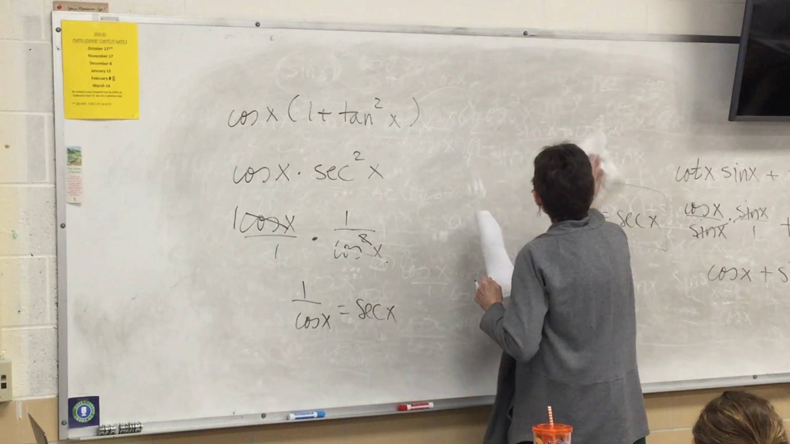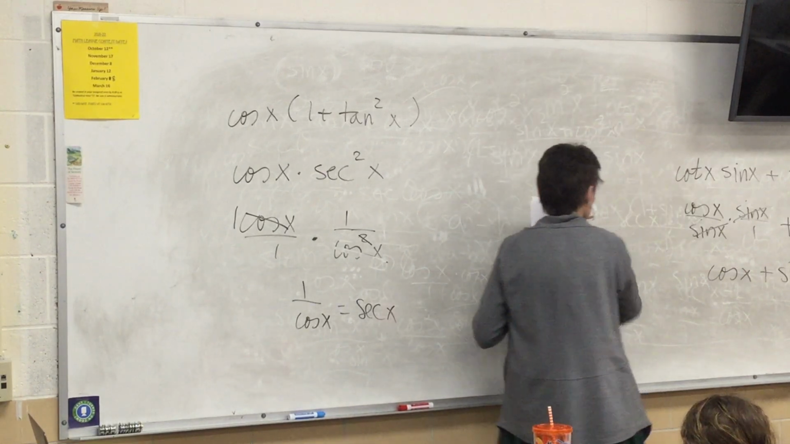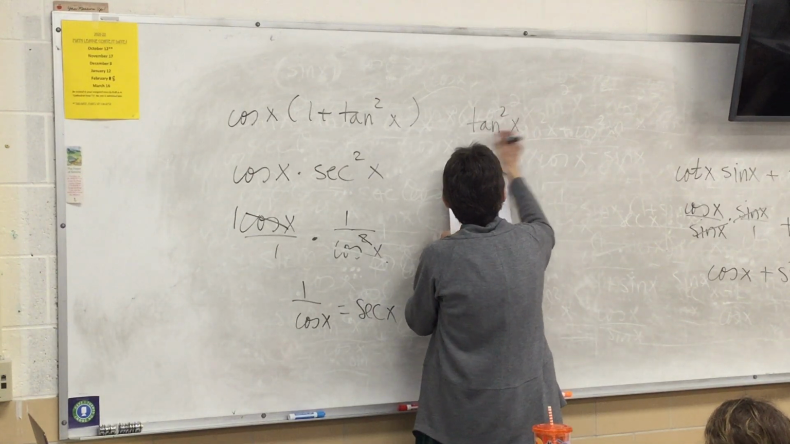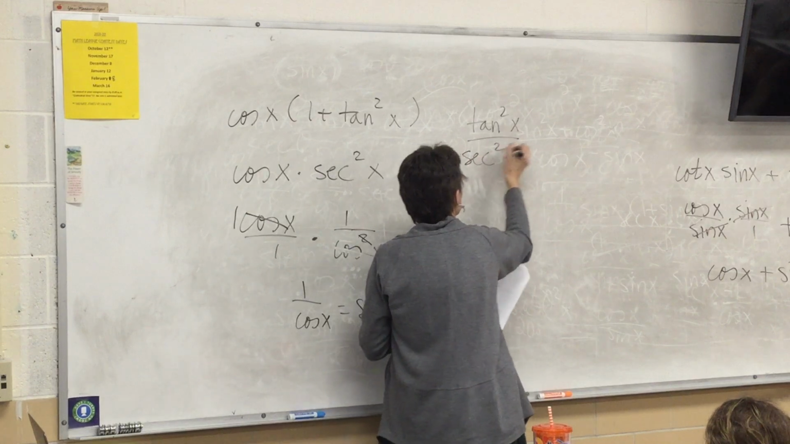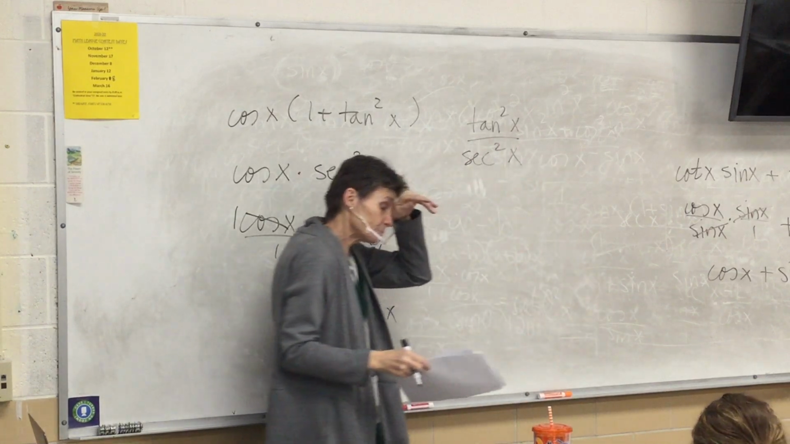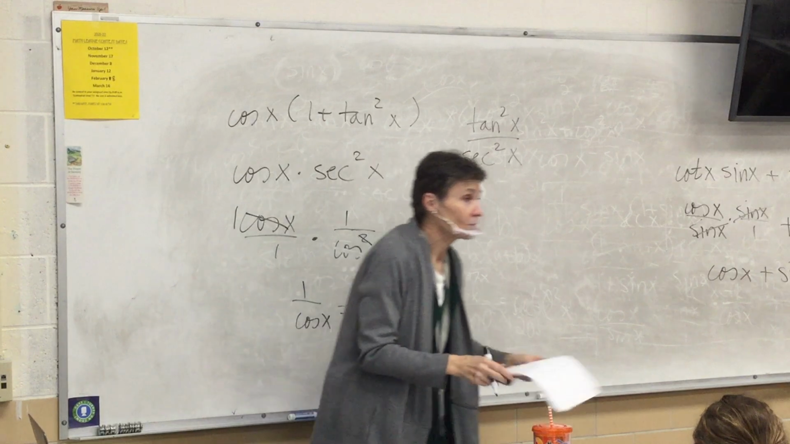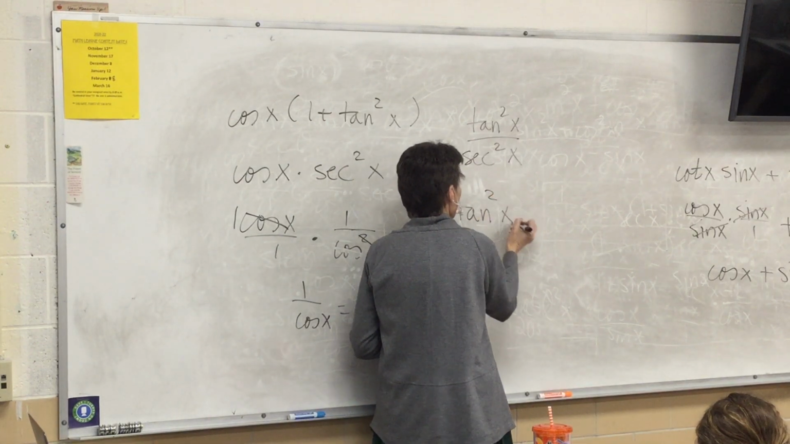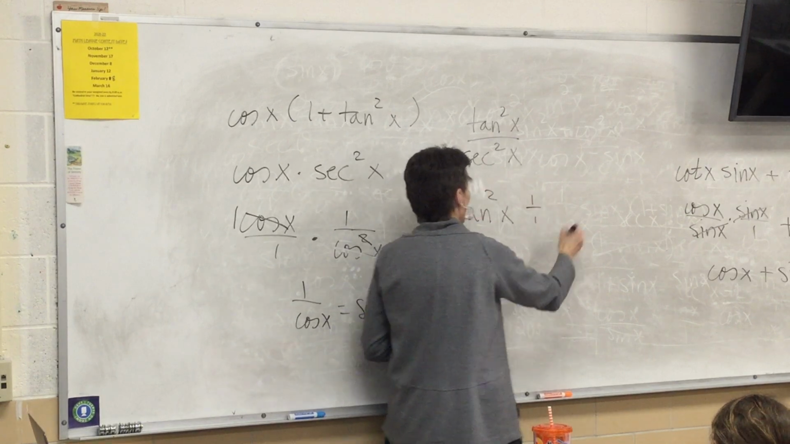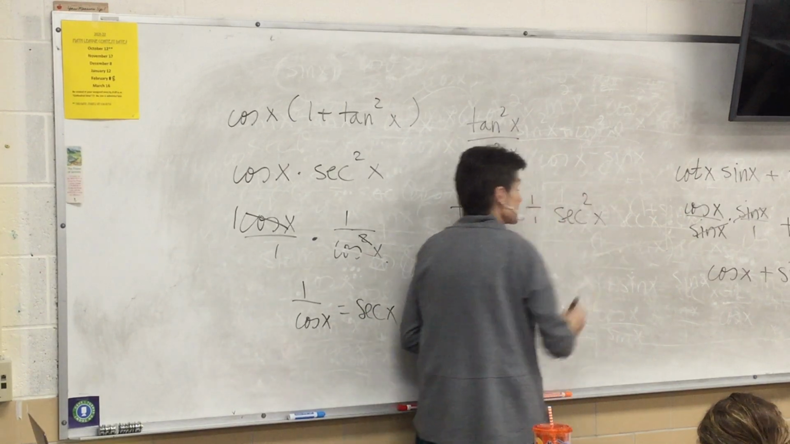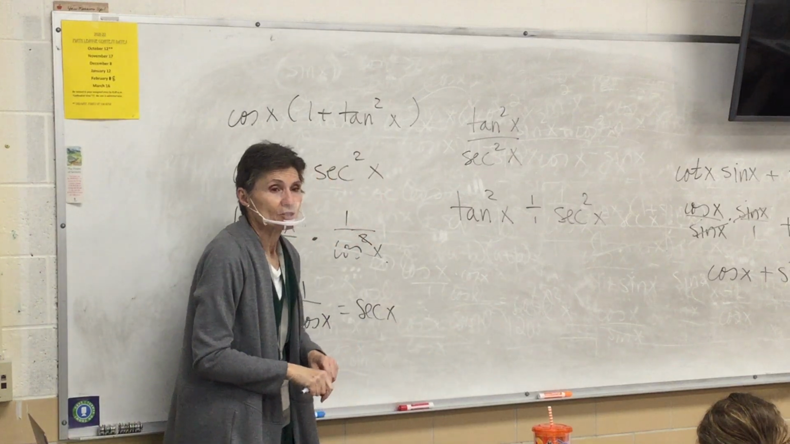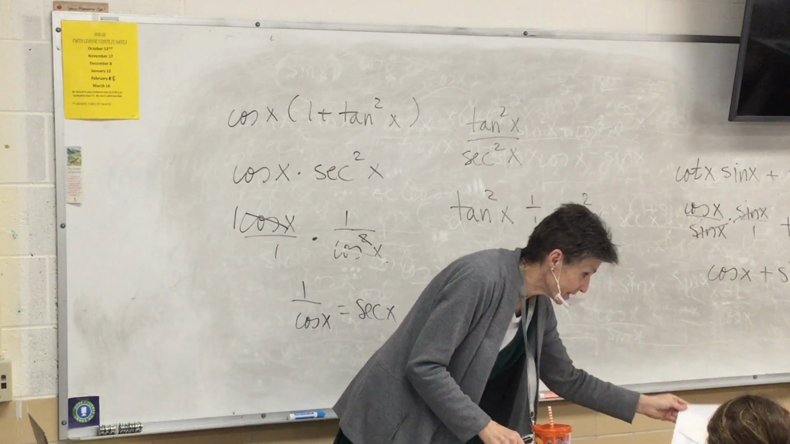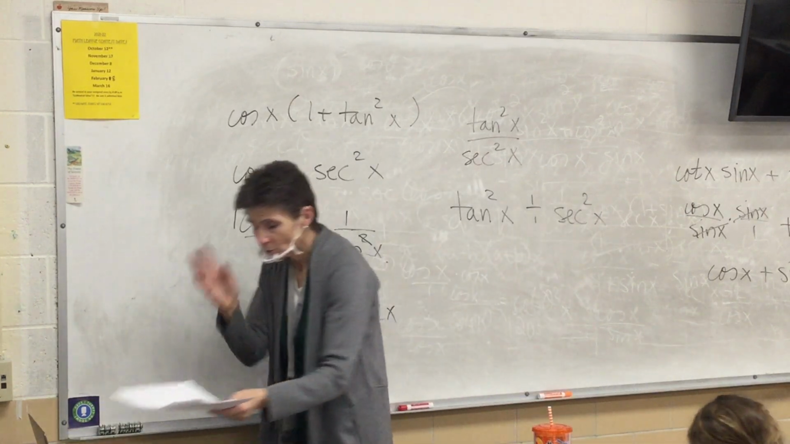Would you take a second or two and see if you can figure out what to do with this? And I'll give you a hint. Think of it as tangent squared divided by secant squared. See what you can do with that. Start with that and see what you can do while I put in my attendance. Don't talk, just do it.